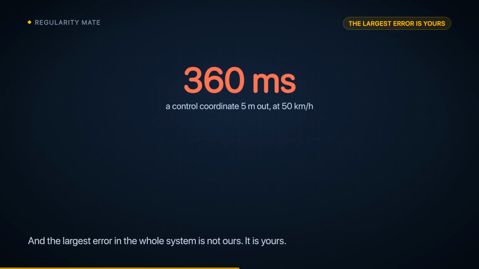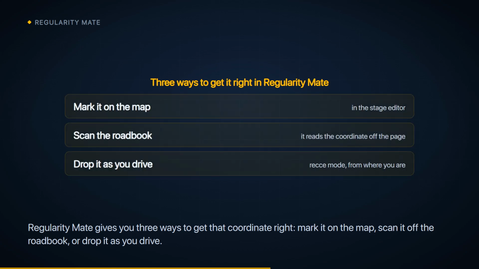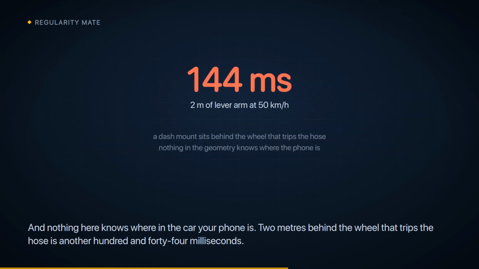And the largest error in the whole system is not ours, it is yours. A control marked 5 meters early costs 360 milliseconds, more than everything the geometry gets wrong put together. Regularity Mate gives you 3 ways to get that coordinate right. Mark it on the map, scan it off the roadbook, or drop it as you drive. And nothing here knows where in the car your phone is. 2 meters behind the wheel that trips the hose is another 144 milliseconds.